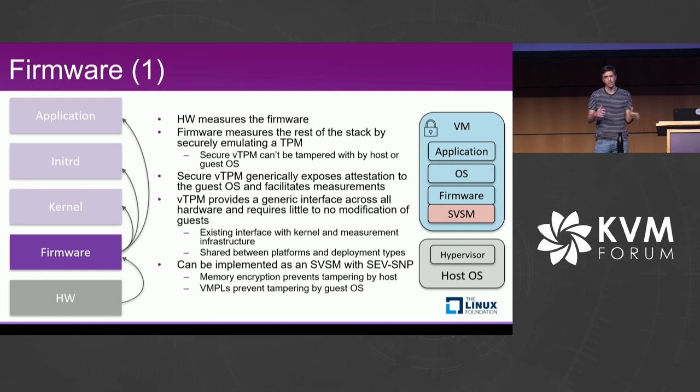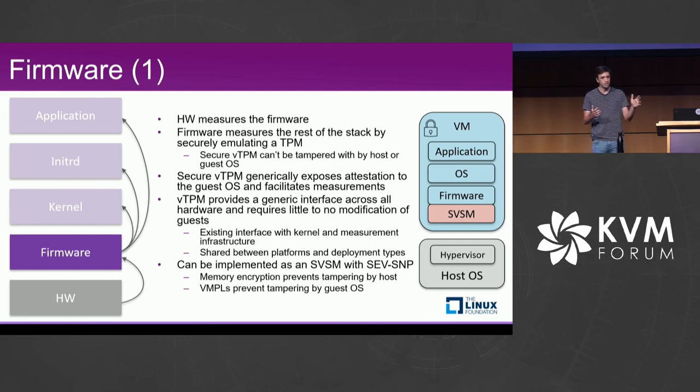It could also hook into something like Keylime, right? Maybe the client already has infrastructure for understanding how to handle TPM quotes at scale. Maybe we could hook into that, right? So that all sounds pretty good. And on SNP, we're actually coming kind of close to understanding how we can implement this, right?